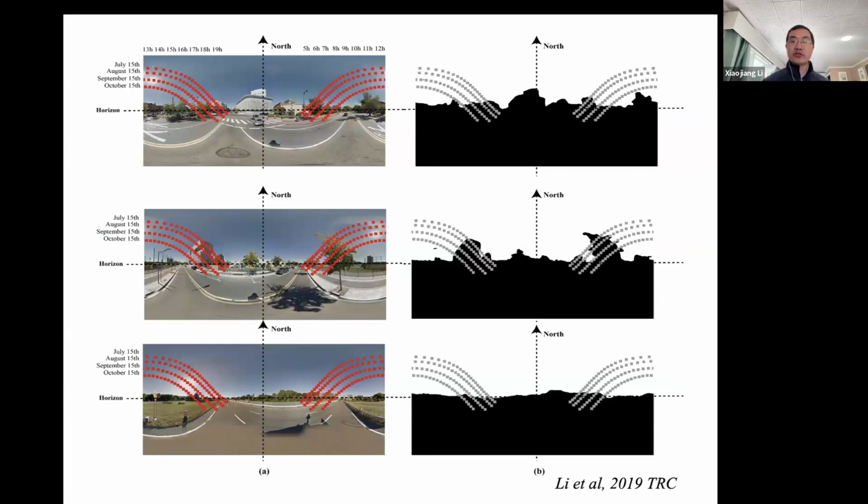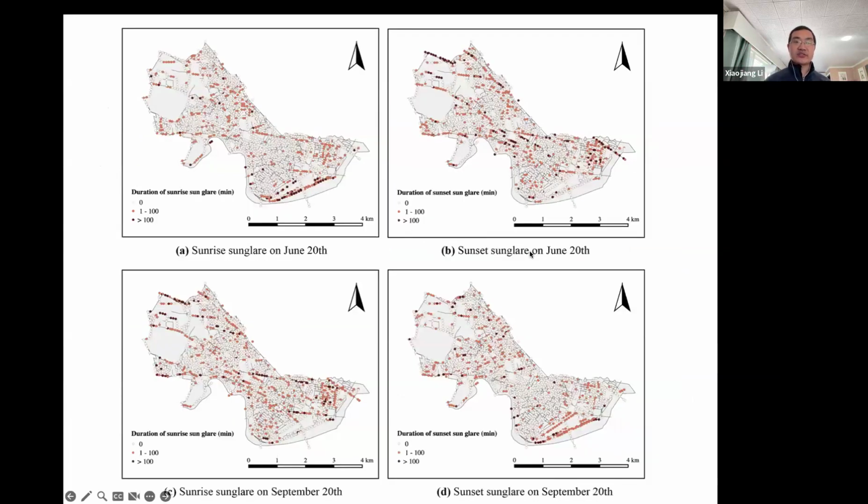If the solar position is low enough, also in your view shield, and also not on the black pixels, in that case you may have sun glare. It's a very simple idea, a very simple method. But if you get the idea, you can do that very quickly. So here I show you the sun glare maps in Cambridge.